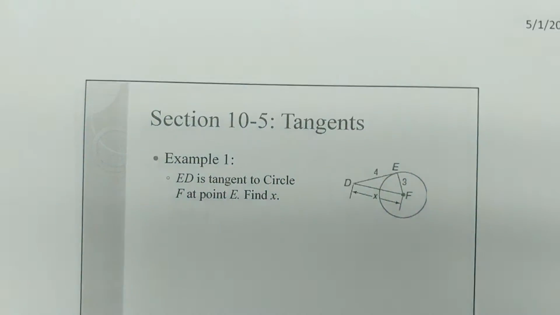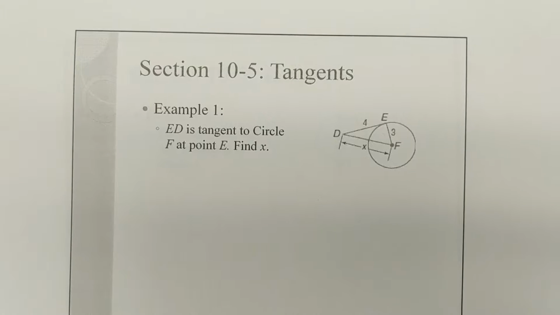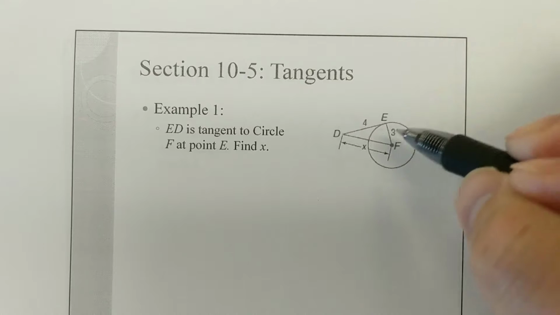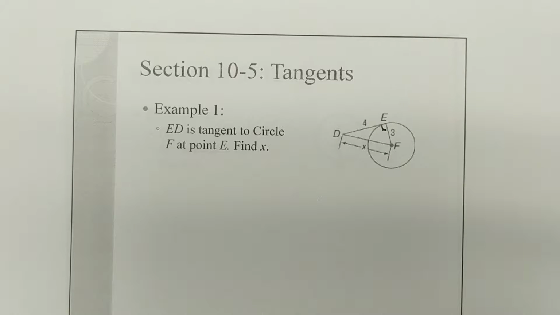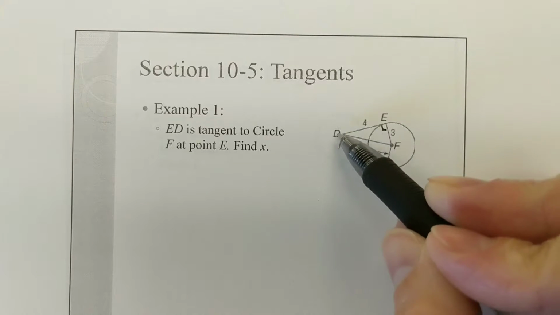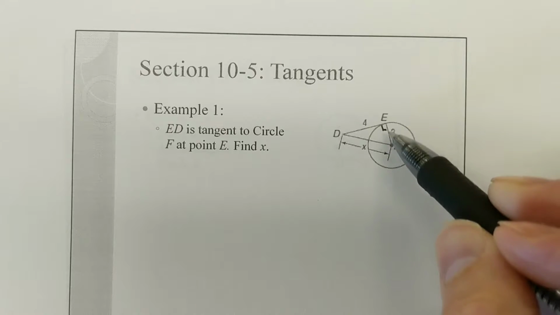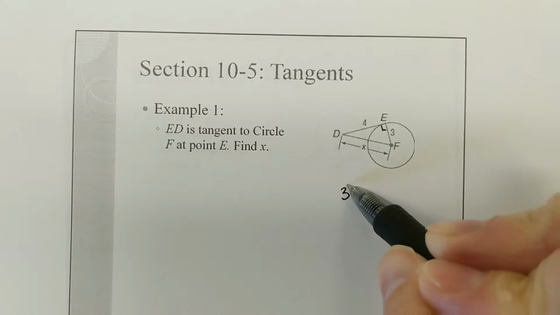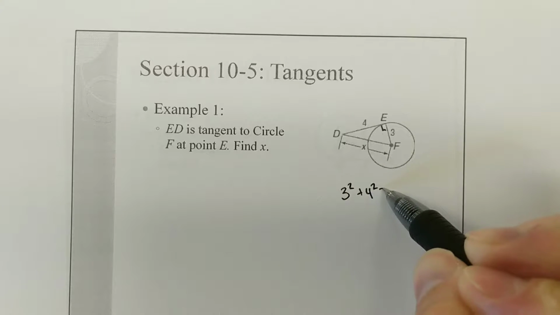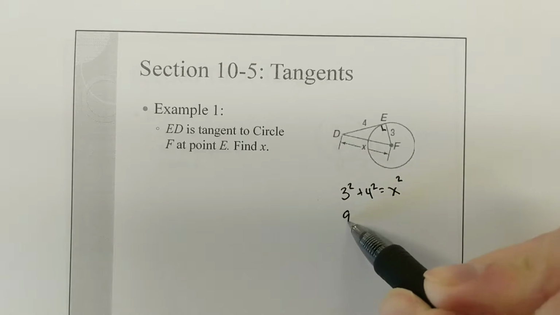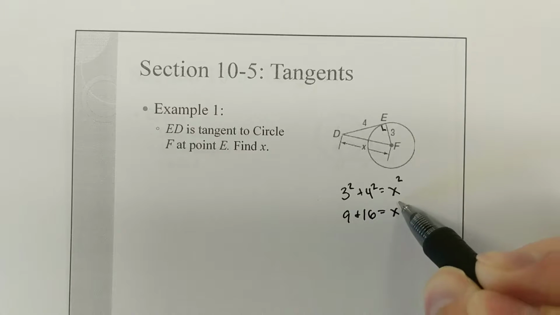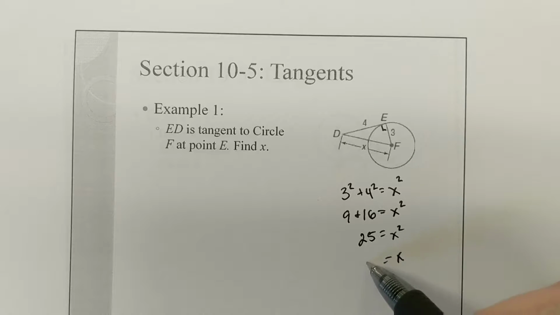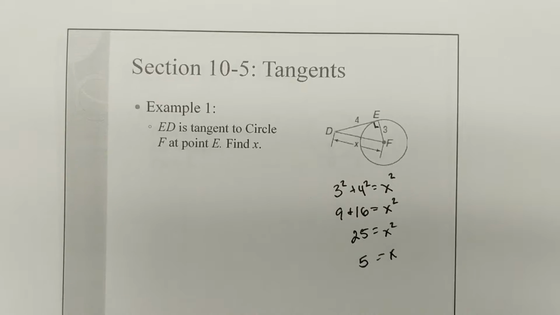Okay, so example 1: ED is tangent to circle F at point E, find x. Since you know that ED is tangent to the circle, that is a right angle there. And if that's a right angle, DEF is a right triangle, so you can use Pythagoras on it. Leg squared plus leg squared is equal to hypotenuse squared. So 25 is equal to x squared, so x is 5.